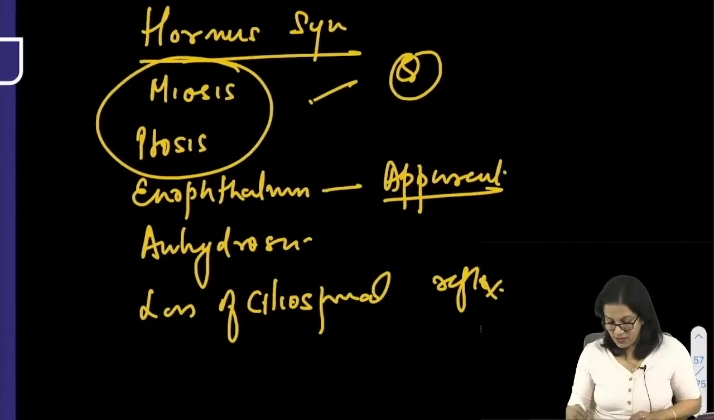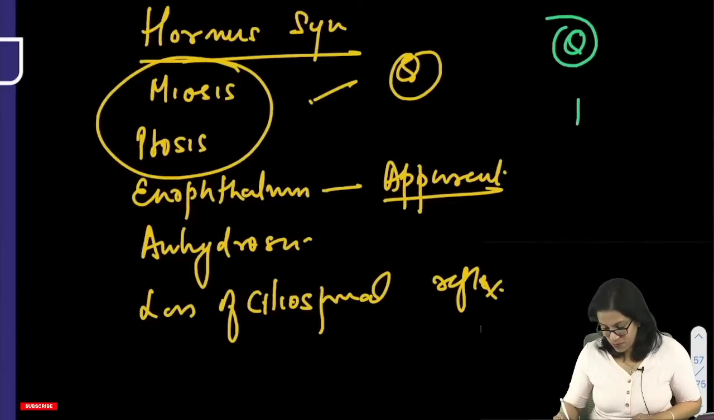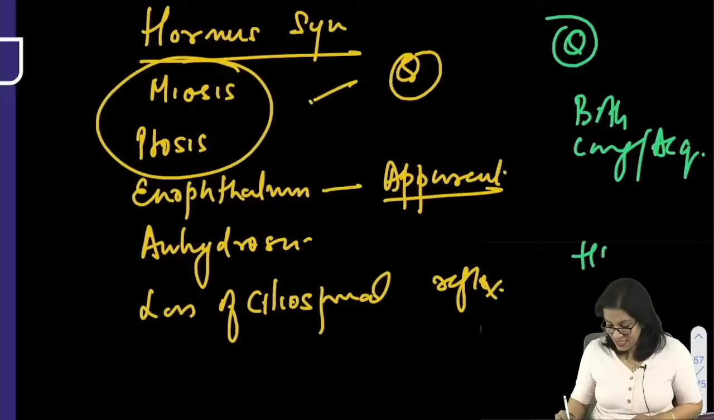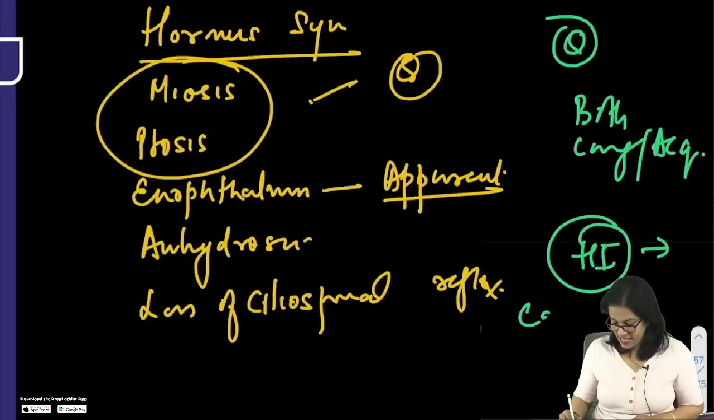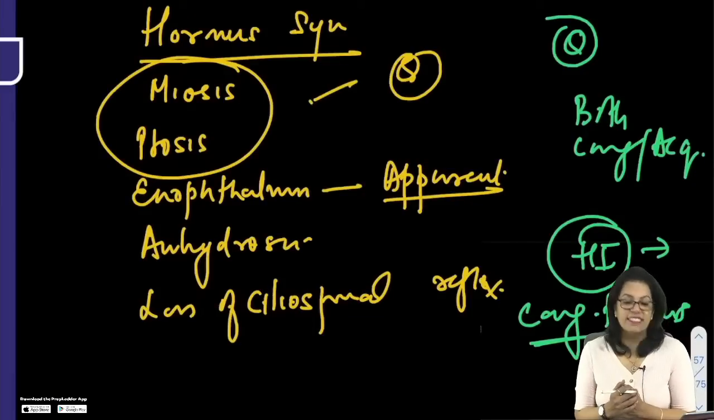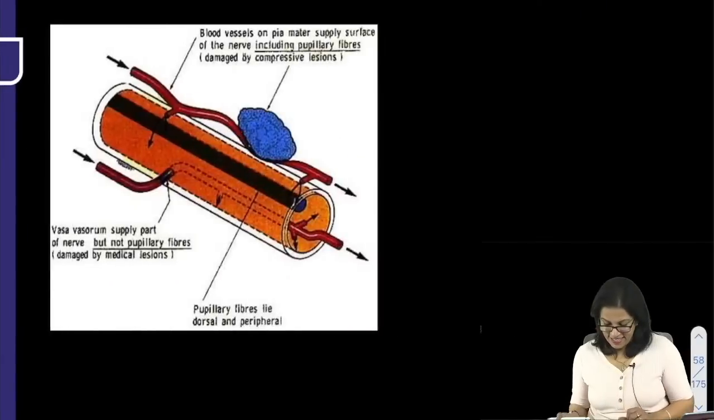Second question, very interesting, answer me. Is it congenital or acquired? Horner's is congenital or acquired? You should say both congenital and acquired. Okay? And how to differentiate that? Presence of heterochromia iridis, then it is congenital Horner's. If there is a presence of heterochromia iridis, it is congenital Horner's. Right.